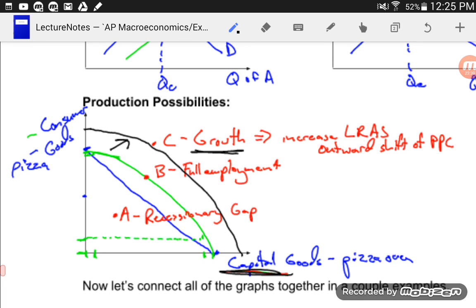The last part here, we are going to, in part 3 of this video, come back for that. We're going to kind of tie a bunch of these graphs all together to explain a scenario.